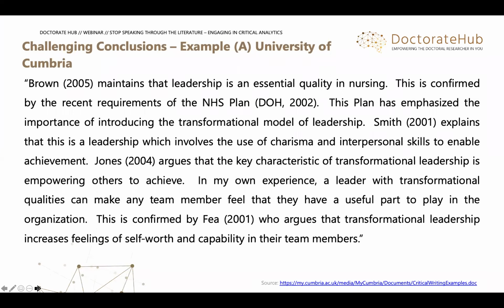Example A is from the University of Cumbria, which goes like: Brown maintains that leadership is an essential quality in nursing. This is confirmed by the recent requirements of the NHS plan. This plan has emphasized the importance of introducing the transformational model of leadership. Smith explains that this is a leadership which involves the use of charisma and interpersonal skills to enable achievement. Jones argues that the key characteristic of transformational leadership is empowering others to achieve. In my own experience, a leader with transformational qualities can make any team member feel that they have a useful part to play in the organization.